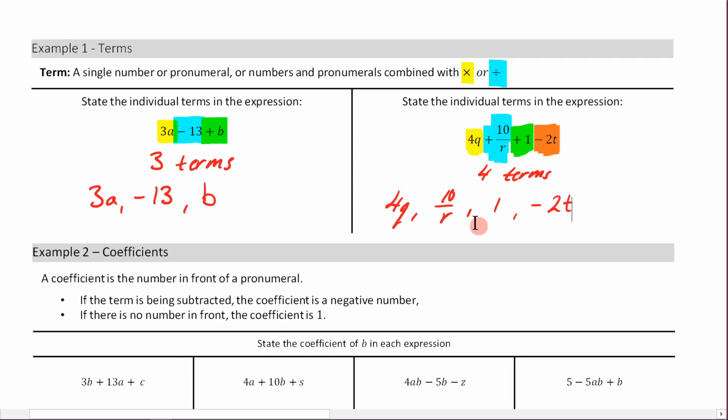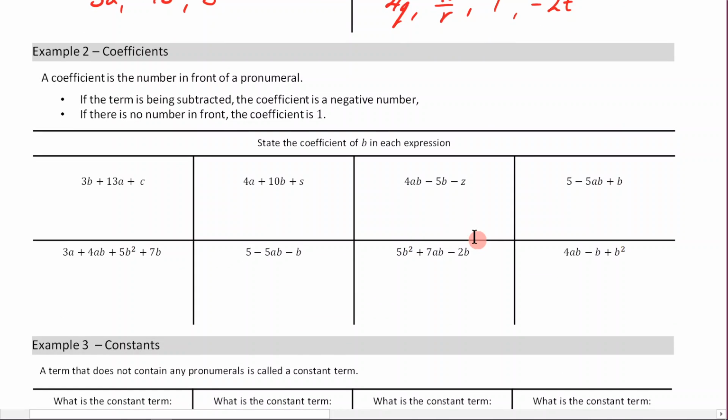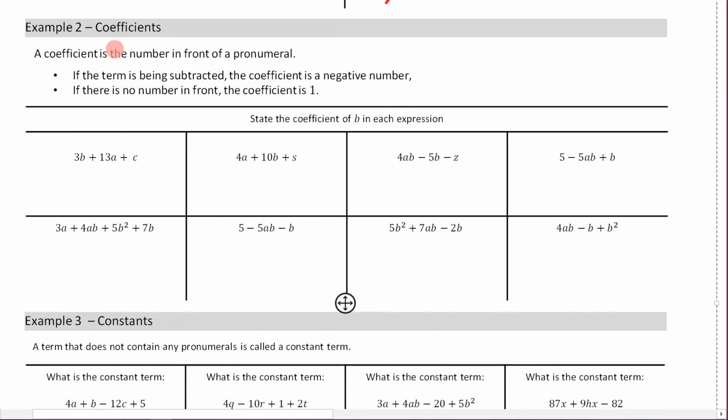Okay, let's keep on going now. So here we have coefficients. So let's remind ourselves of what a coefficient is. A coefficient is the number in front of a pronumeral. Okay, these are some very important bits of information. It says if the term is being subtracted, the coefficient is a negative number, and if there is no number in front, the coefficient is 1.